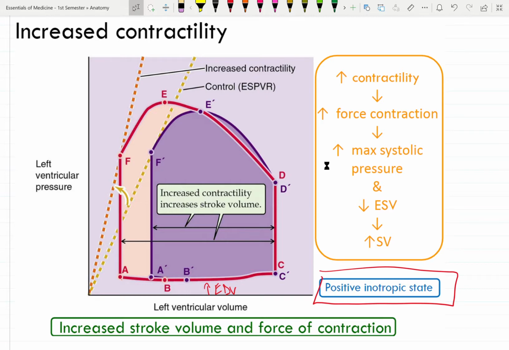Okay, so the next important variation that occurs physiologically in the heart is the contractility increase. And this can be seen in any positive inotropic state. And what is an inotropic? Inotropic just means force of contraction. Positive means greater.